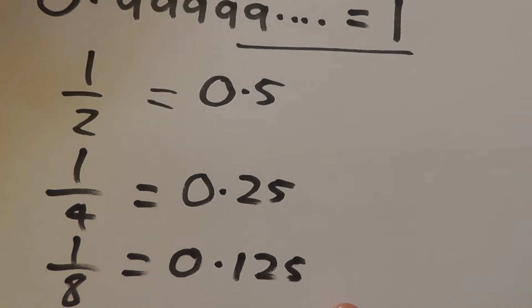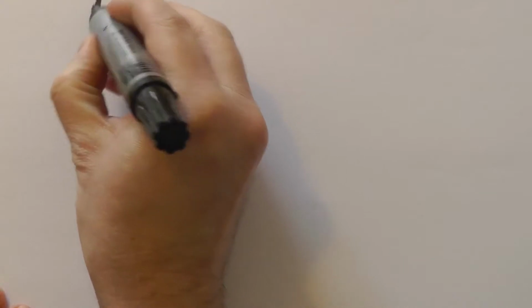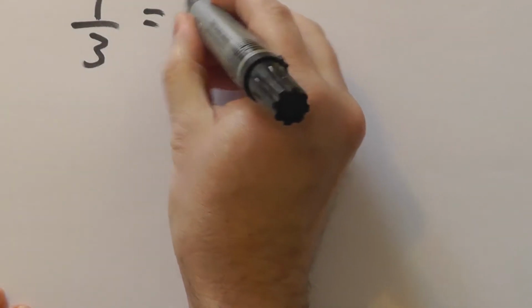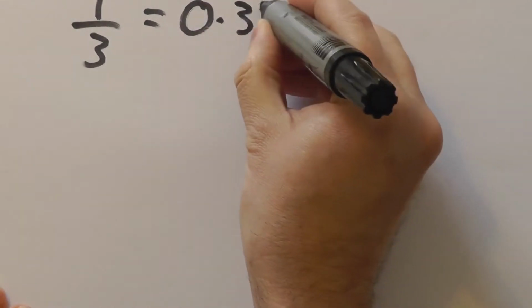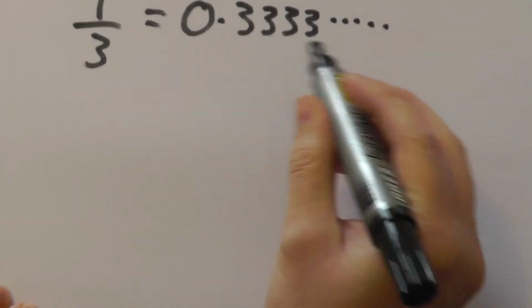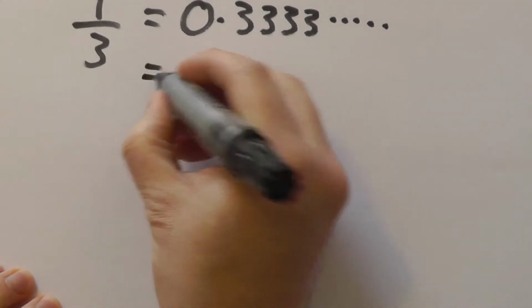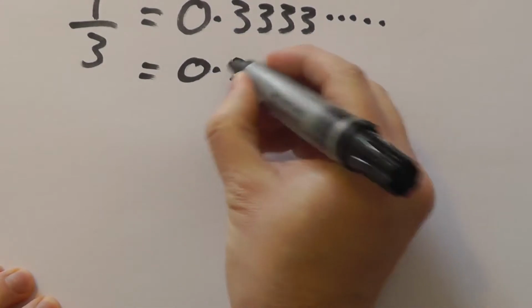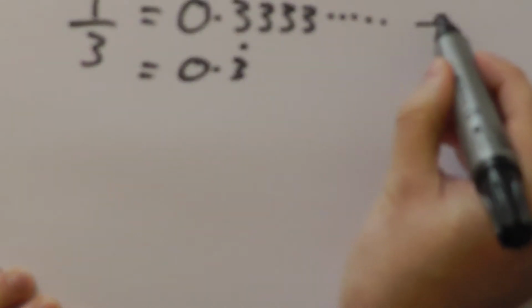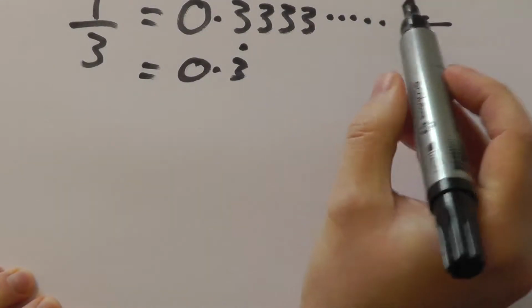But there are numbers where the decimal equivalent carries on, the digits carry on forever. One of the easy ones to think about is 1/3, which equals 0.3333 going on forever, or 0.3 recurring, which you can, by the way, write as 0.3 with a dot over the 3. But actually, I think this way is easier to visualize it.